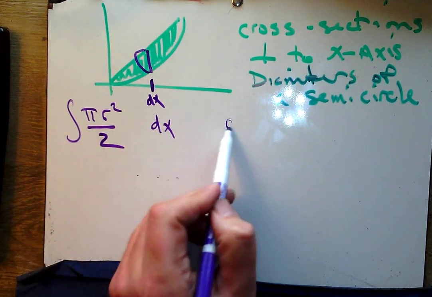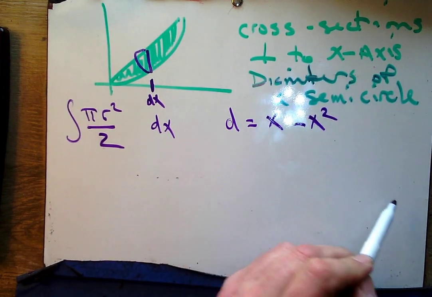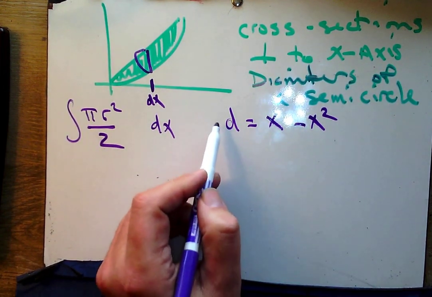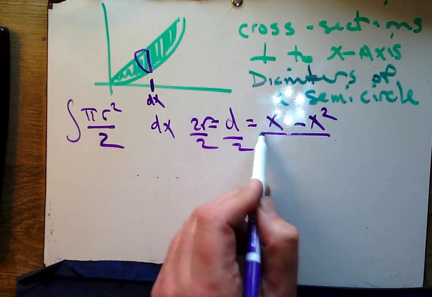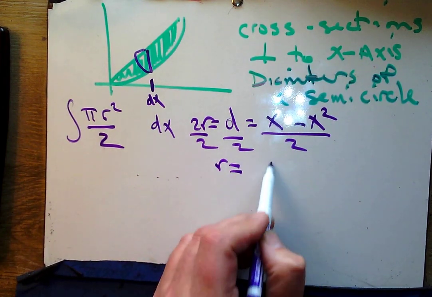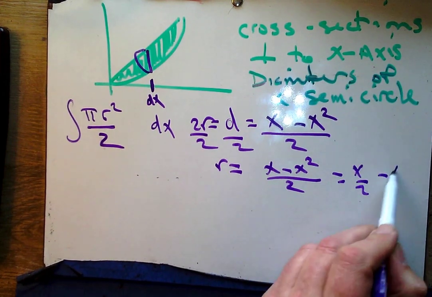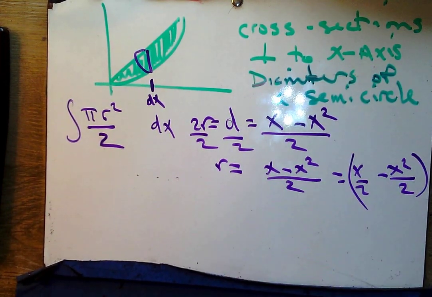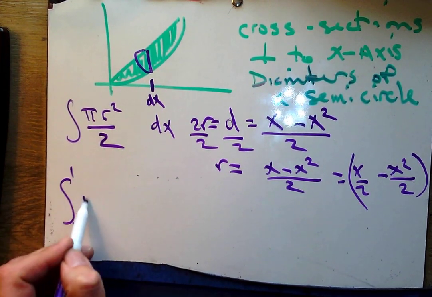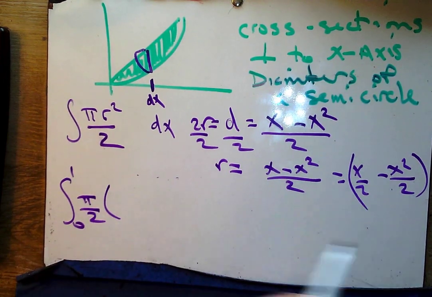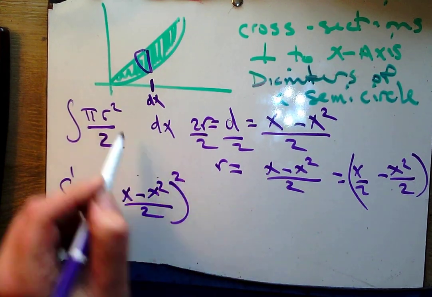I see that the diameter is top minus bottom. And diameter is 2 times the radius. Well, if I want radius, I need to divide by 2. Y equals x minus x squared over 2. You, of course, might want that as your radius. Well, I'm just doing the setup, so 0 to 1, pi over 2. Here's our radius. X minus x squared over 2 squared.